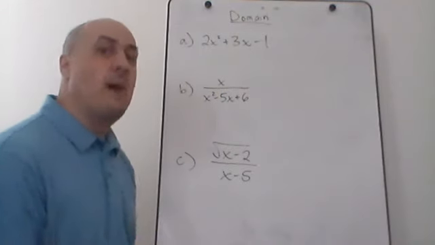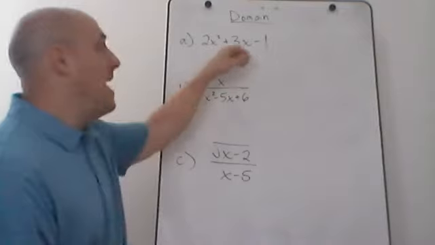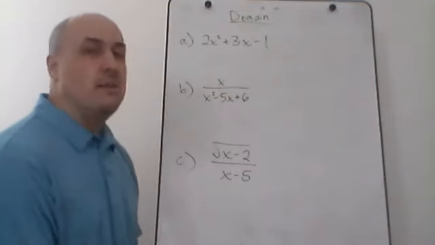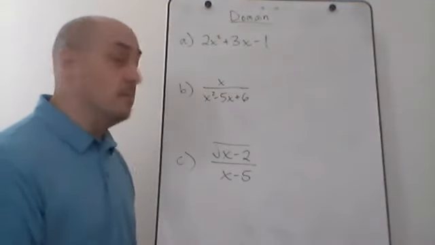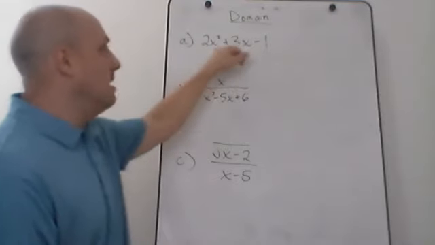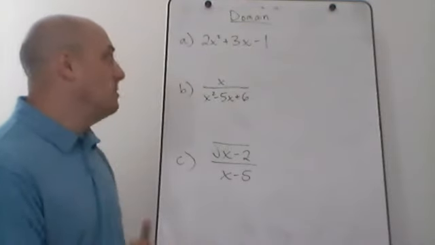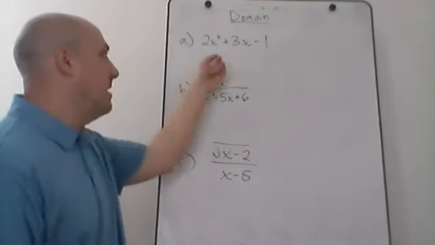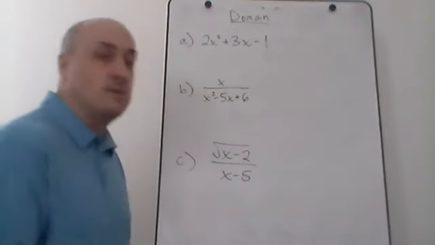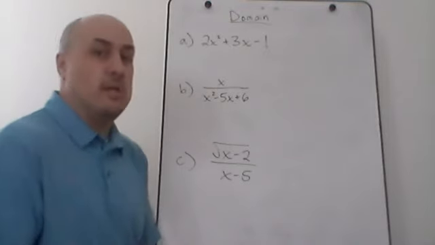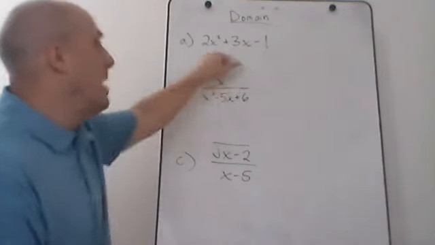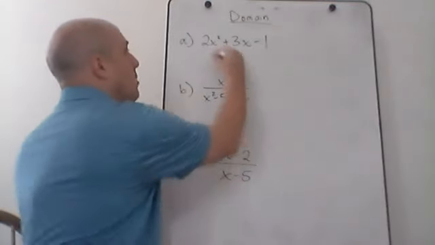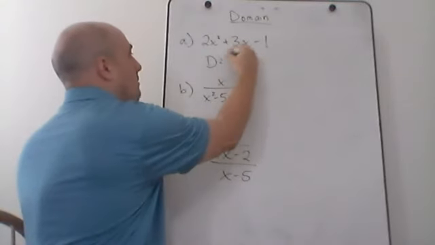We just have 2x squared plus 3x minus 1. What we have here is a polynomial expression. For any polynomial expression, the domain is going to be all real numbers, right? I can plug in any number for x, and I'm going to be able to do those calculations and get a result. There's no number I would plug in for x that would break this expression and cause it to not give me an answer. So anytime you have a polynomial, the domain is going to be all real numbers.